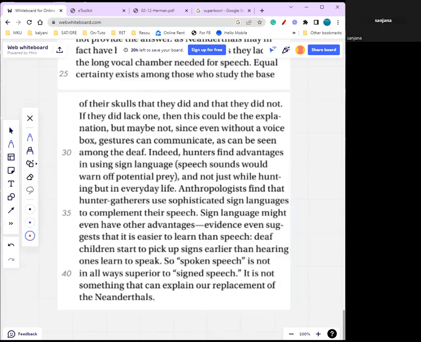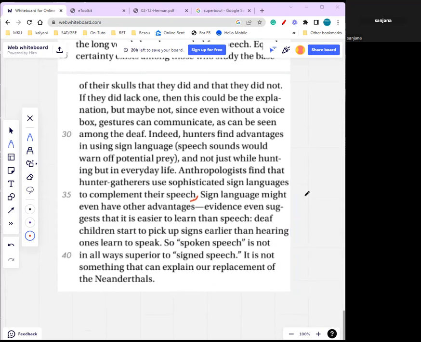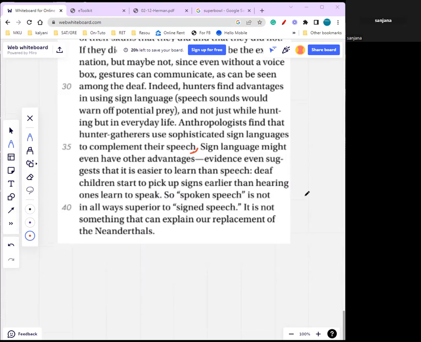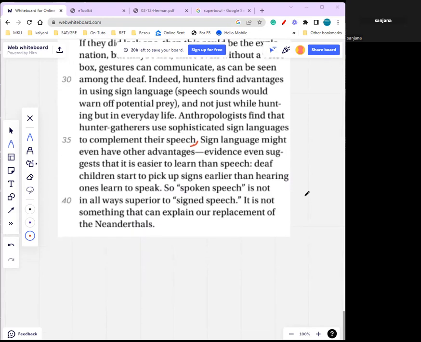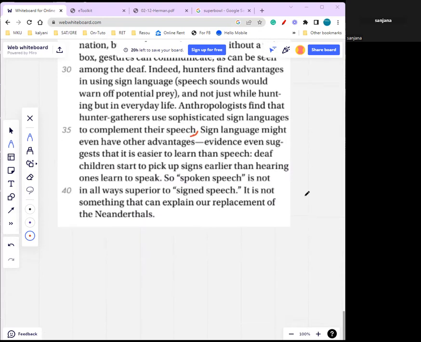Of their skulls that they did and that they did not, if they did lack one, then this could be the explanation, but maybe not, since even without a voice box, gestures can communicate, as can be seen among the deaf. Indeed, hunters find advantages in using sign language. Speech sounds would warn off potential prey, and not just while hunting, but in everyday life.